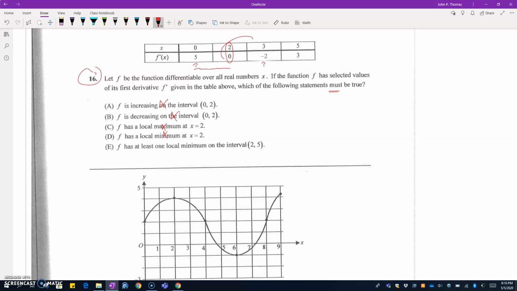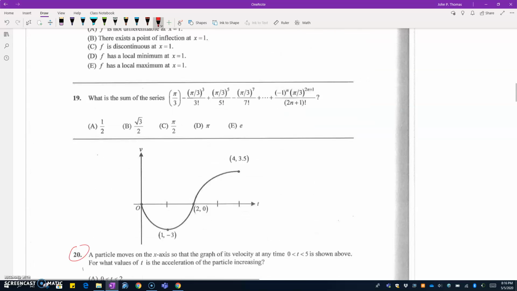So if I look 2 to 5 out here, we'll notice that the velocity goes from positive to negative at some point between 2 and 3. All right, so that would be a relative maximum. And then somewhere between 3 and 5, it goes from negative to positive at least once. So that would be decreasing to increasing, so that would be a local minimum. All right, so our correct answer on this one is E.